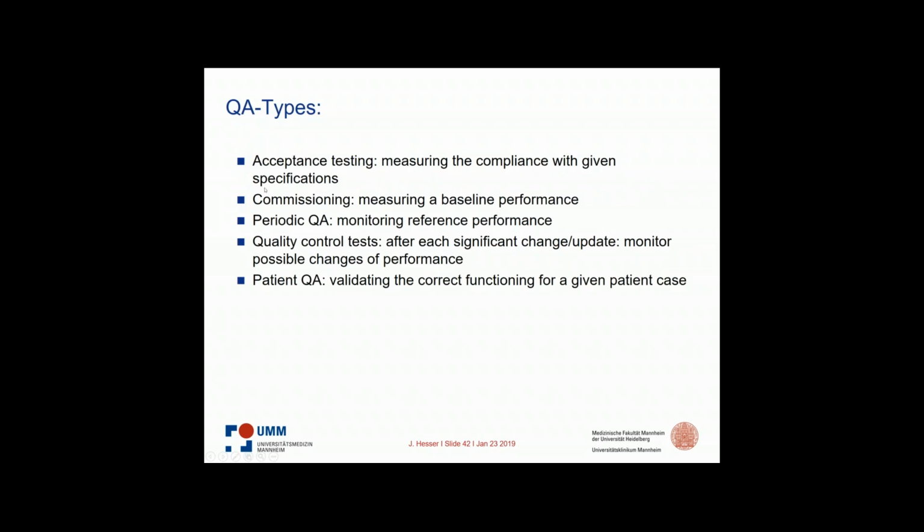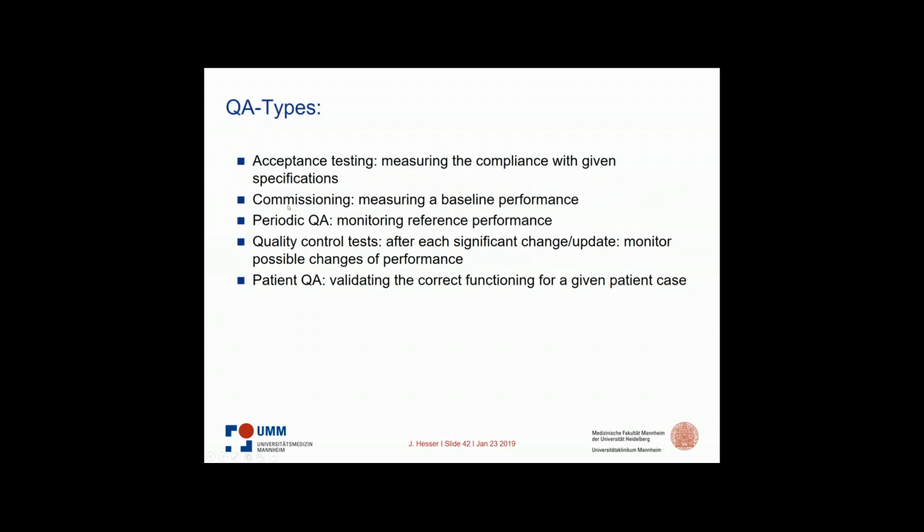So I want to have here a couple of QA types, especially these first two are important. This first, acceptance testing. When you have a new system, you're measuring the compliance with given specification for the device. That's what we call acceptance testing. Compliance with specification. So we verify that it fulfills all specifications by measurement.